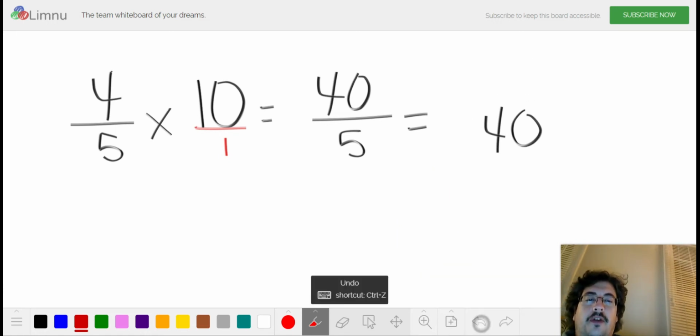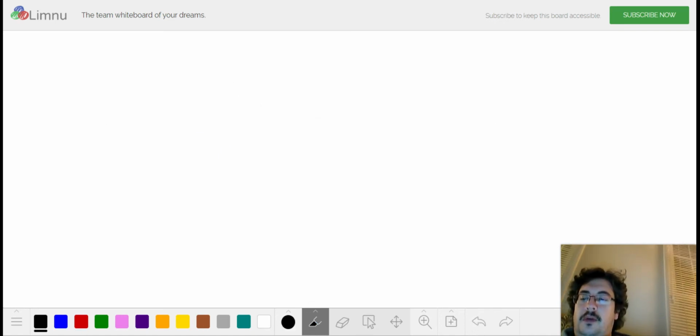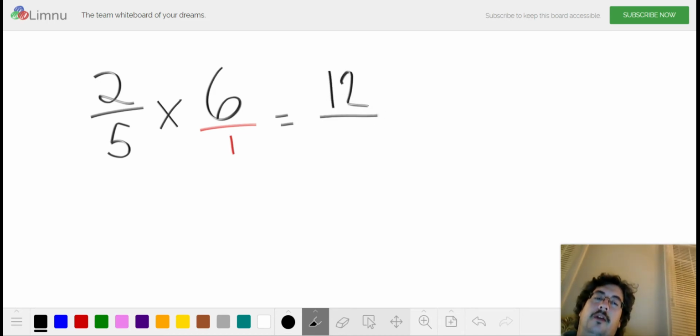So let's look at another example that's going to require a little more simplifying. And you'll see what I mean here in a moment. So let's say we do 2/5 times the whole number 6. And I'm going to put a 1 under the 6, just like in my last problem. And I'm going to multiply my two numerators, 2 and 6, and get 12 as my product's numerator. And then I'm going to multiply the 5 and the 1 and get my 5 for my product's denominator.